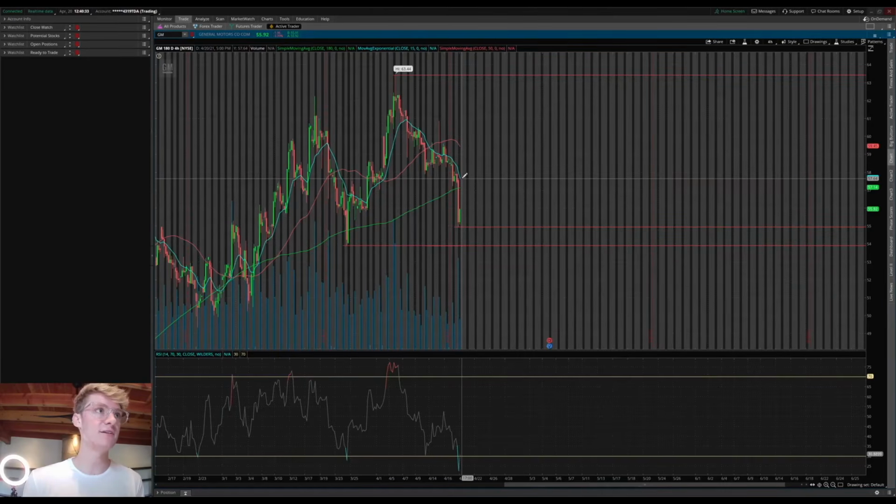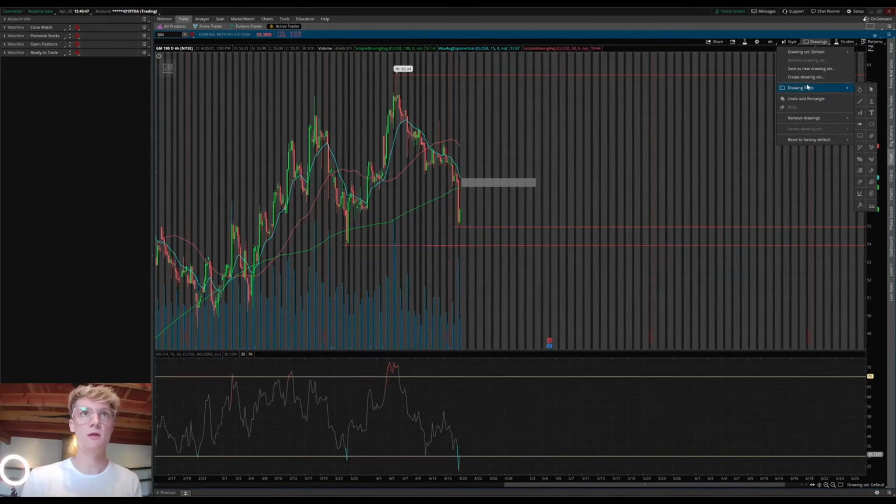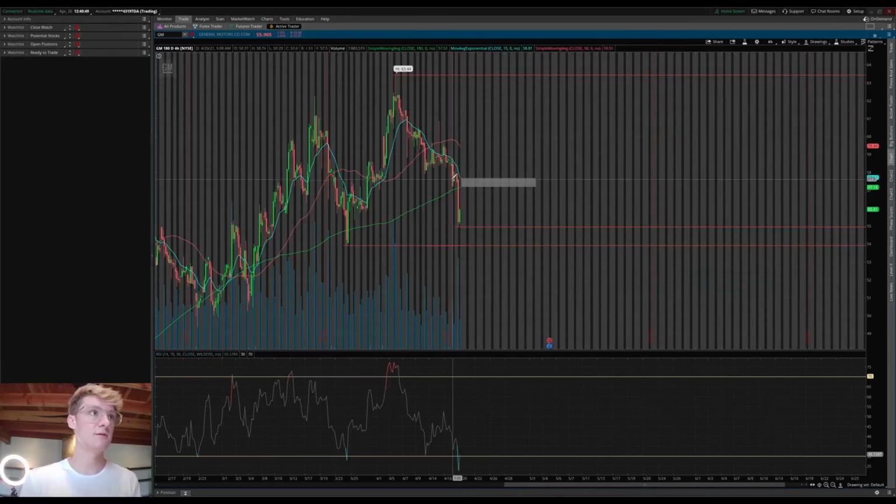I like to draw a little box. I feel like it keeps it pretty clean and neat. I'm going to go ahead and draw a line on our target right at the bottom of our box, okay? So 57.19 is our target.